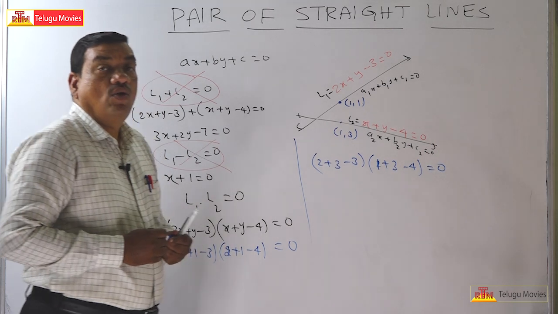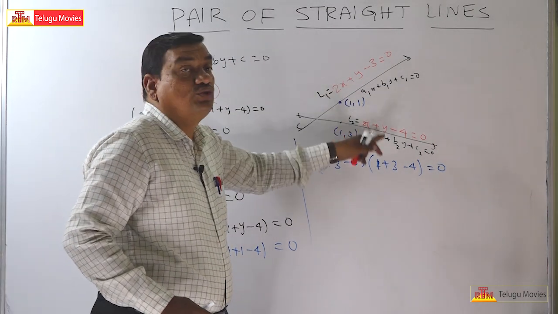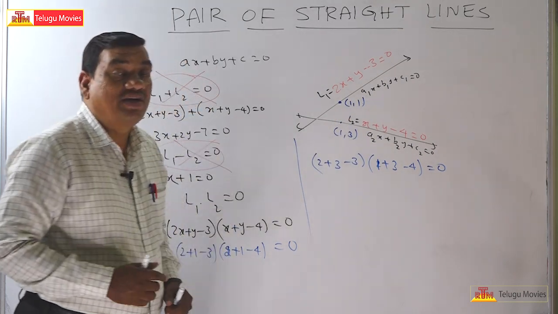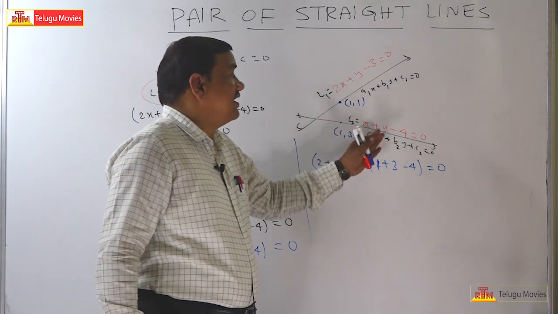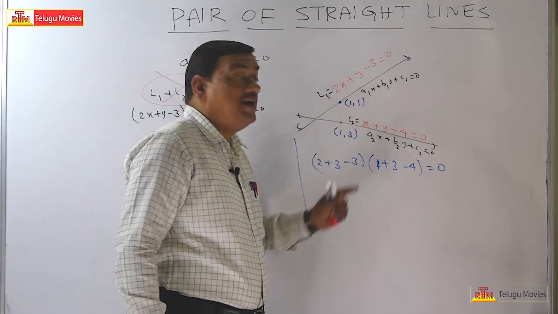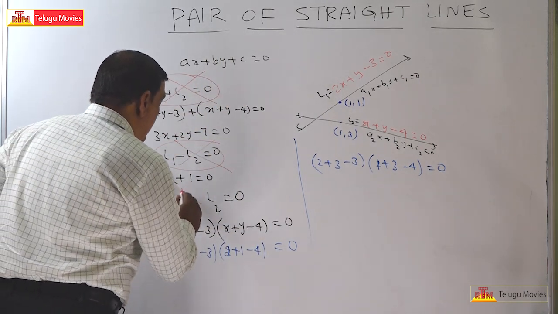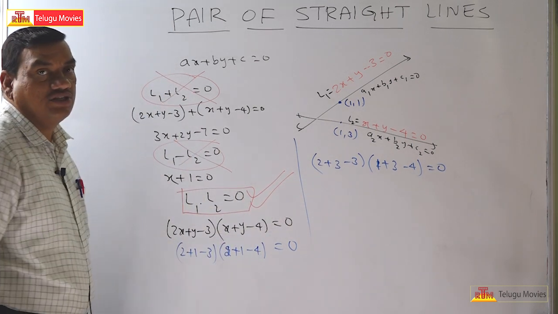What do you observe from this? The product of these two lines satisfies the given condition. What does the condition mean here? Each and every point should satisfy the equation. So that means this equation satisfies all the conditions.